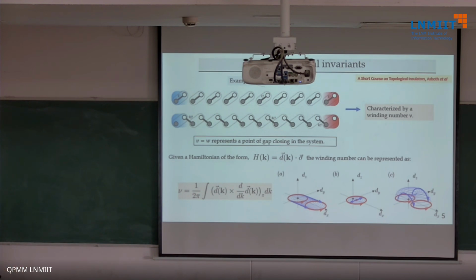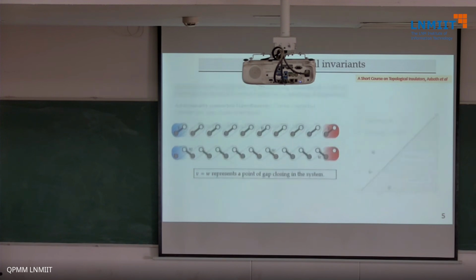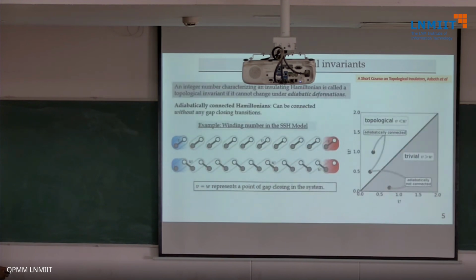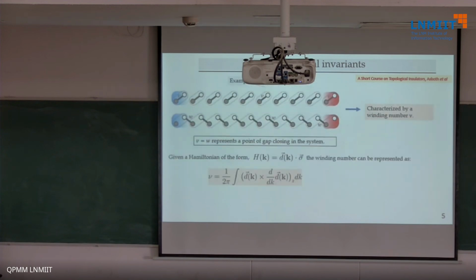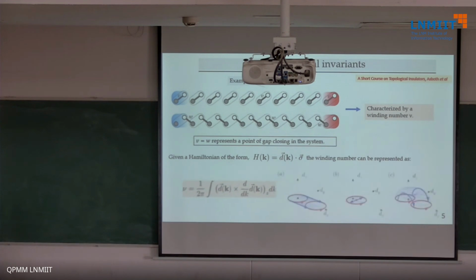And for this, if V is less than W, this thing that we have shown here, you have a topological state, which means that this is equal to 1. And if V is greater than W, then this is equal to 0. So the system undergoes a topological to trivial transition.